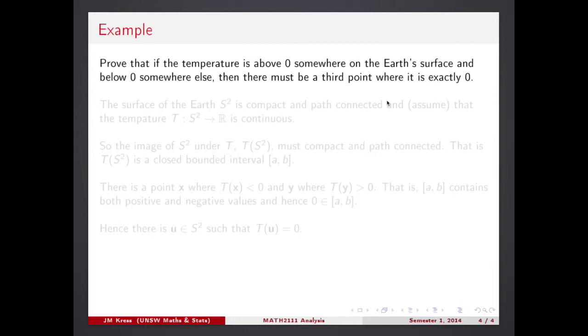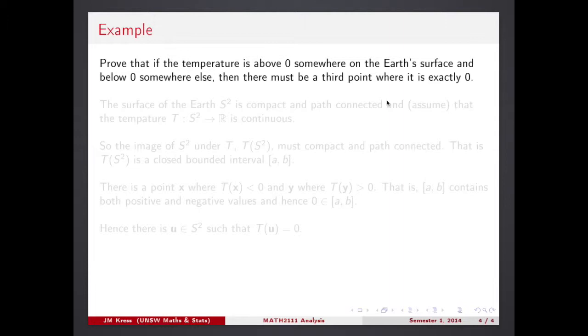This is a perfect setting for the intermediate value theorem. There's a point where a function takes negative values. There's a point where a function takes positive values. The question is whether my function takes the zero value, which is in between some negative and some positive. Before you can conclude that there is such a point, you have to check three assumptions of the intermediate value theorem: continuity, compactness, and path connectedness.